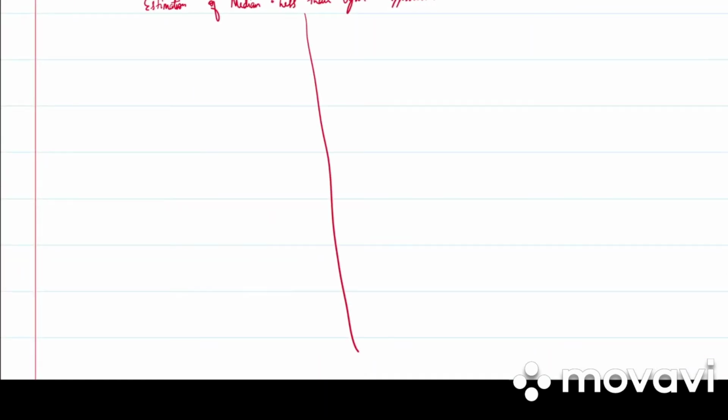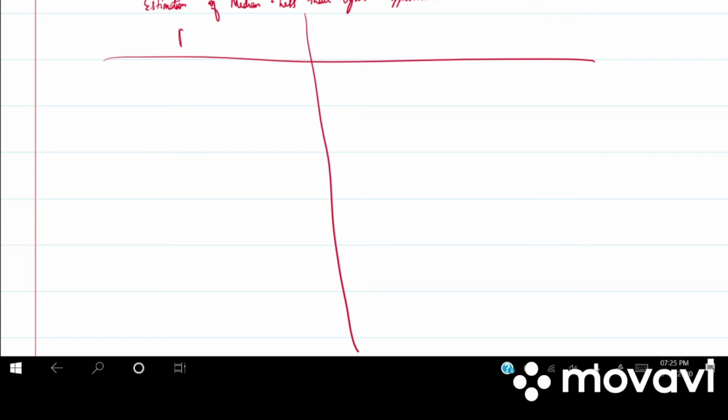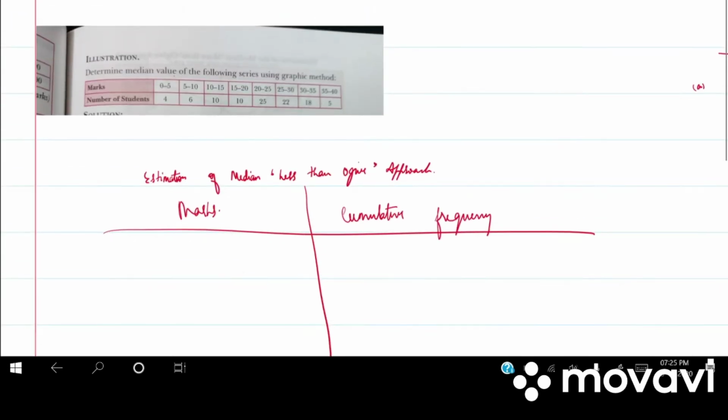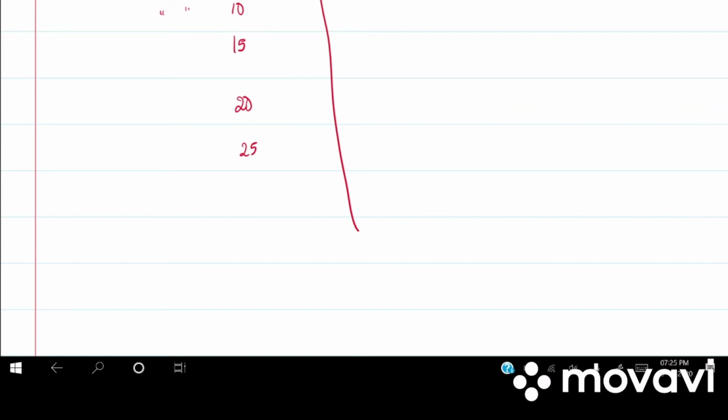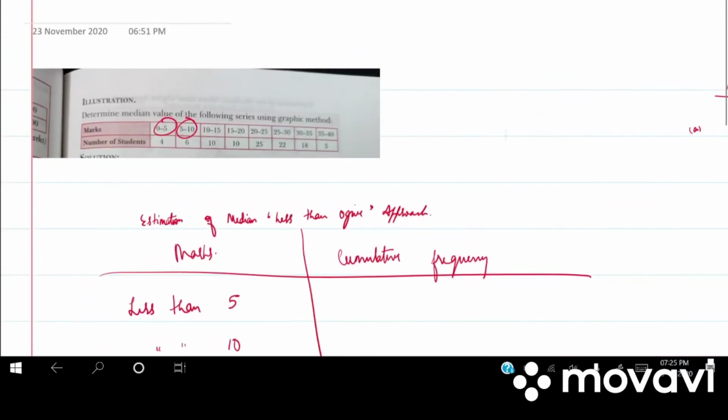So draw the table with two columns. First we have is marks. Next column we'll have is cumulative frequency. So in the question they have given us marks 0 to 5, 5 to 10. We need to convert into less than 5, less than 10, less than 15, less than 20, less than 25, less than 30, less than 35, less than 40.